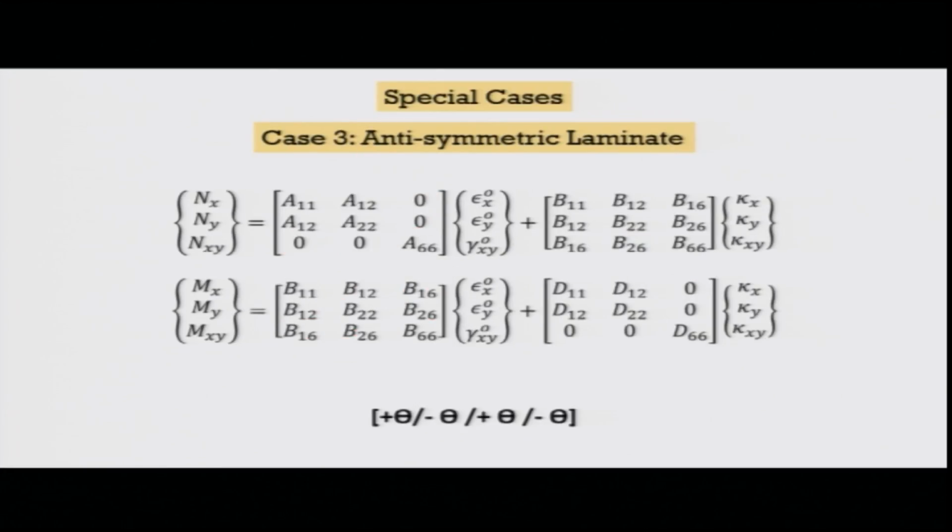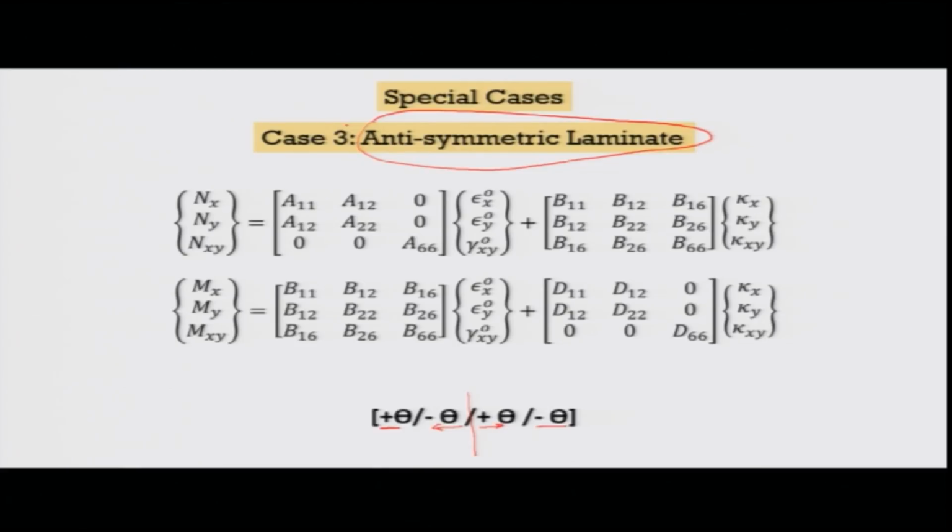Now, from there, if I go to a slightly different case, in which the ply angles are such that with respect to the mid plane, if the next one is minus here, it is plus here, then the next one is plus here and minus here. This is what is called an antisymmetric laminate.